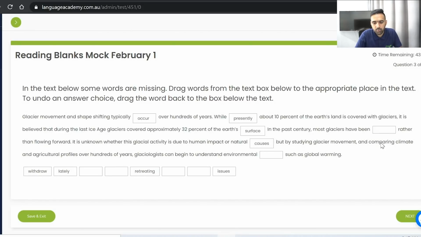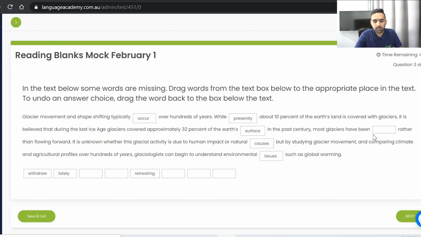But by studying glacier movement and comparing climate and agricultural profiles over hundreds of years, glaciologists can begin to understand environmental dash such as global warming. Now we have got the word such as. Whenever you use the word such as, you're giving kind of an example, and you are more likely to have a plural word before such as. For example, I have many problems. You'll never say I have a problem such as this. I have many problems such as this and this. So whenever you use such as, you're likely to have a plural word before that. Issues will be the right answer. That's the only plural word.